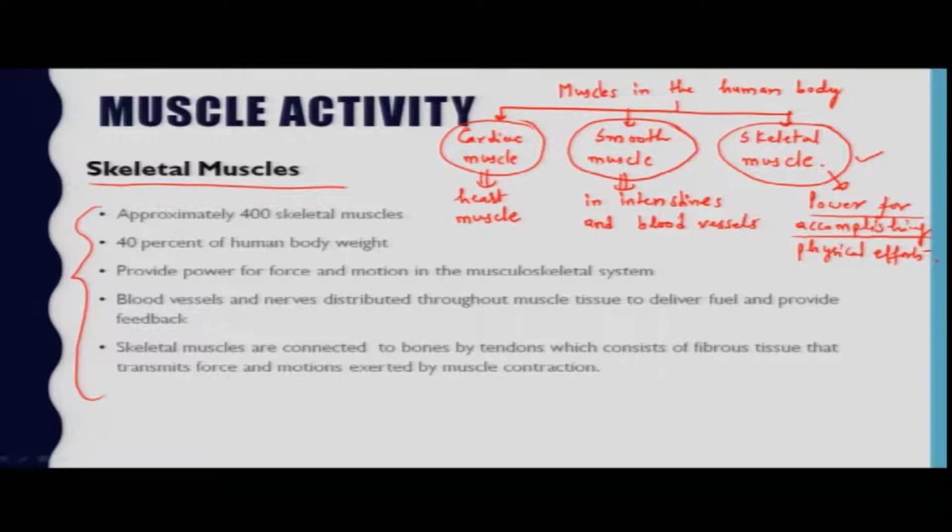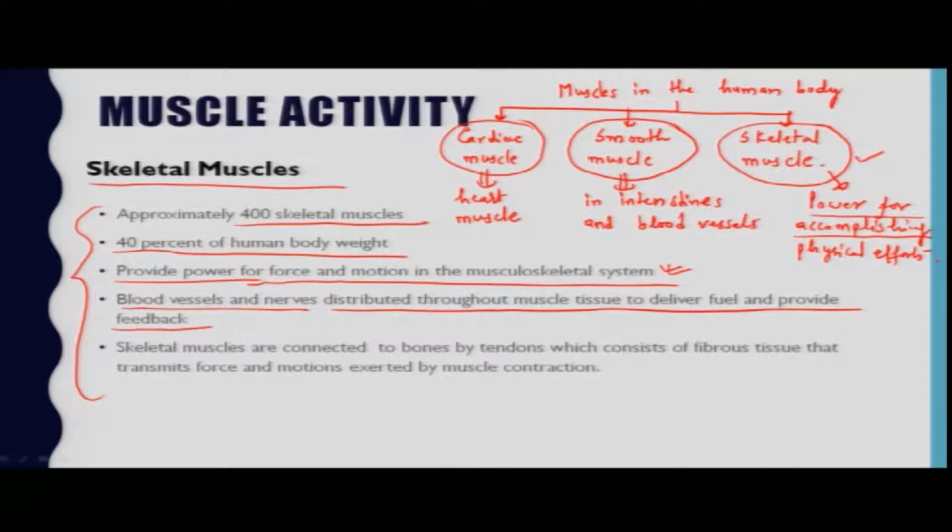So there are a few points that I've added. There are approximately 400 skeletal muscles in our body. This comprises 40% of the human body weight, and it also provides power for force and motion in the musculoskeletal system. Blood vessels and nerves are distributed throughout the muscle tissue to deliver fuel and provide feedback. Skeletal muscles are connected to the bones by tendons, which consist of fibrous tissues that transmit force and motion exerted by the muscle contraction.